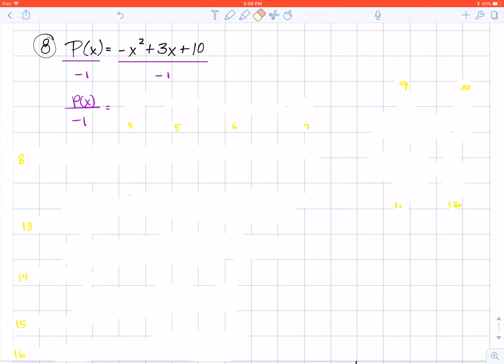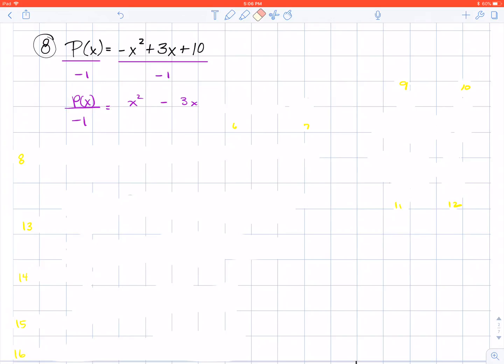So on the left, I have p of x divided by negative 1, no big deal there. And then I want to take each individual term and divide by negative 1. So the first term, negative x squared divided by negative 1, is just simply going to be a positive x squared. The second term, positive 3x divided by negative 1, is going to be a negative 3x.